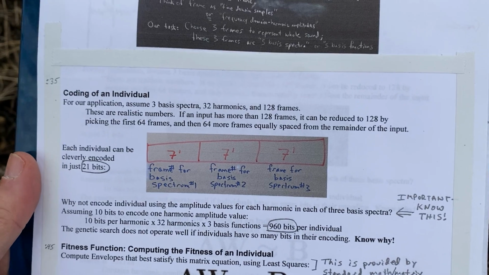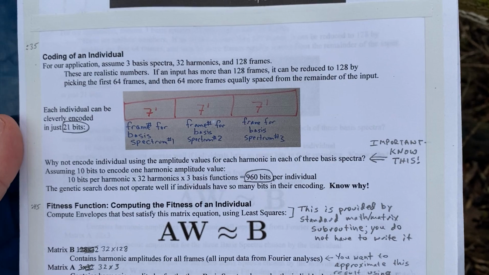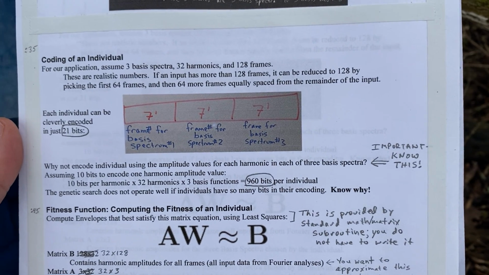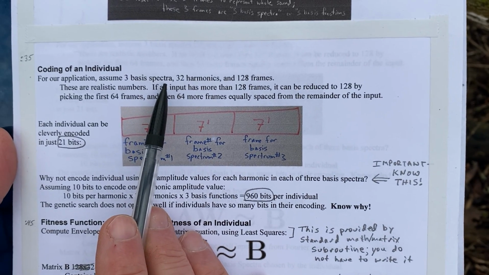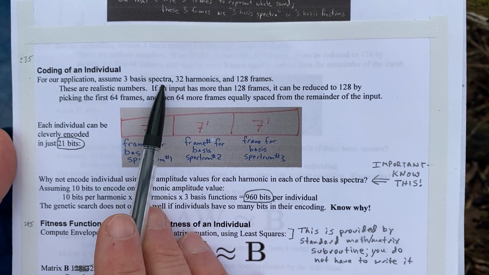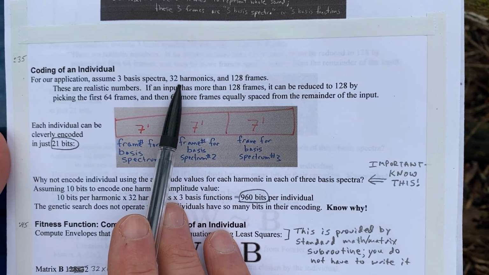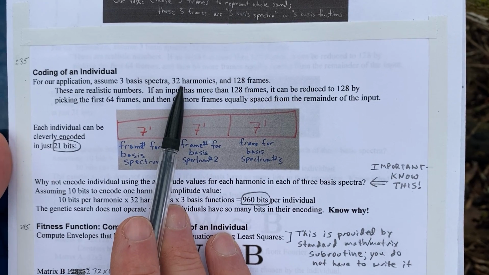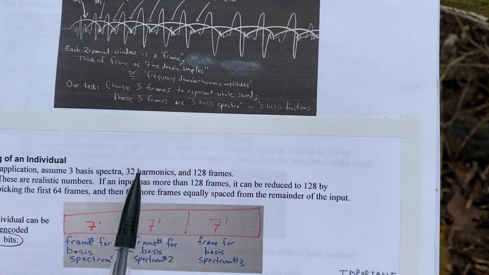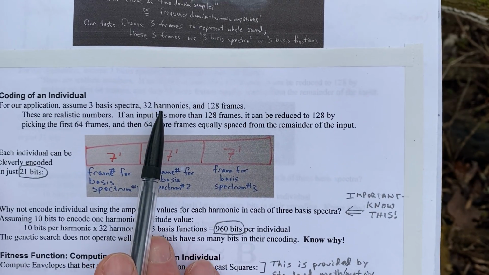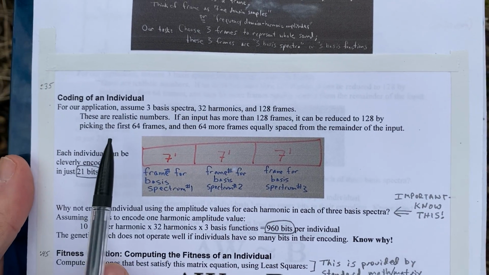Okay, coding of an individual. An individual in this population is a bit vector. Now, in our application, we have 3 basis spectra that we want to find. Just for discussion here, we're going to talk about 32 harmonics in each, that we analyze for each of these 2-period windows. We're going to figure out 32 harmonic amplitudes, and we're going to have 128 frames, or 128 of these windows.